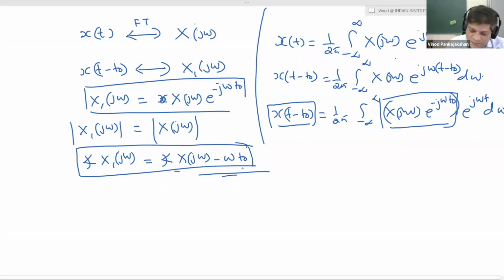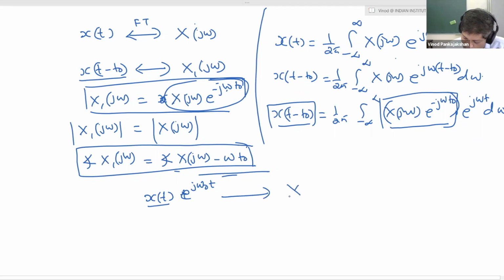And there is a dual of this property. I am just stating that result without proving it. If you delay the signal in the time domain, there is a multiplication by a complex exponential in the frequency domain. The dual is, if you are multiplying a signal with a complex exponential e to the power jω naught t in the time domain, there is a shift in the frequency domain.